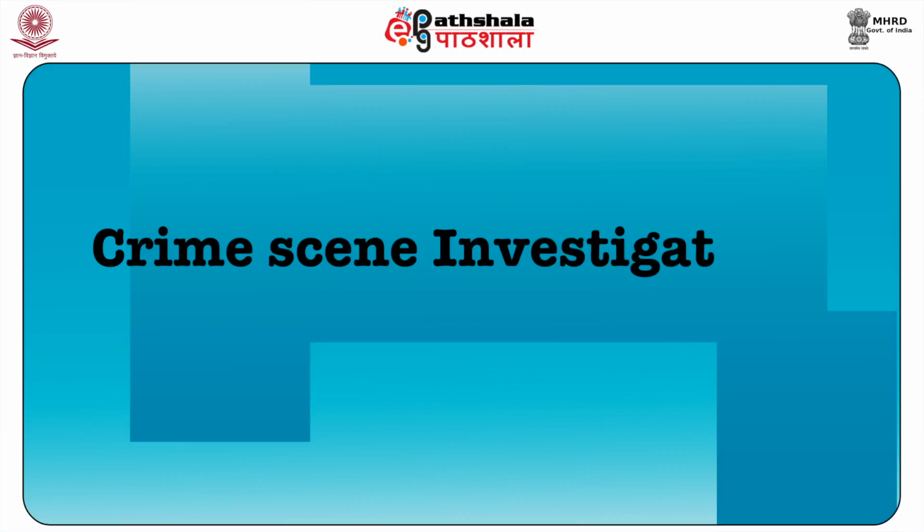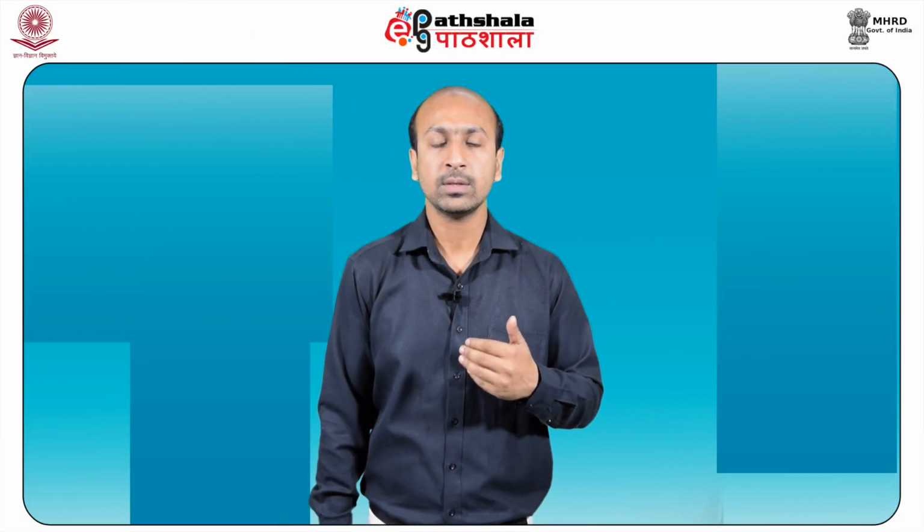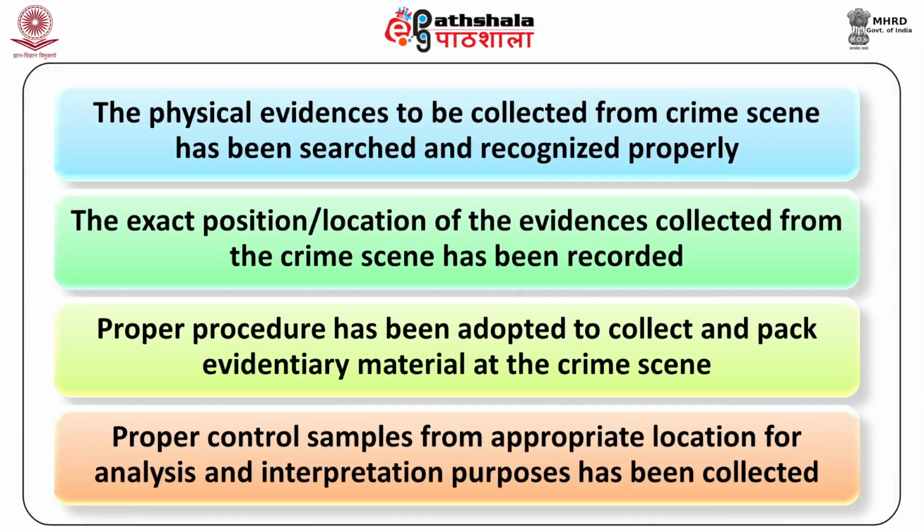Now, the crime scene investigation. The success or failure of the application of forensic science in processing a criminal case mainly depends upon the crime scene investigation, only if the physical evidences to be collected from the crime scene have been searched and recognized properly. Next, the exact position and location of the evidences collected from the crime scene has been recorded. Next, the proper procedure has been adopted to collect and pack evidentiary materials at the crime scene. Next, proper control samples from appropriate locations for analysis and interpretation purposes have been collected.